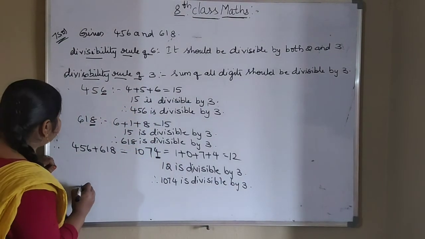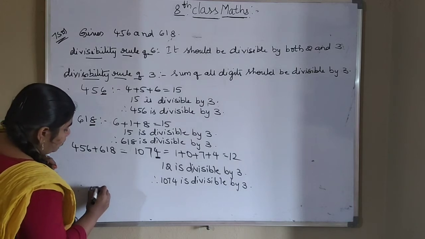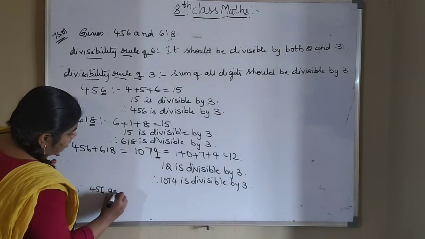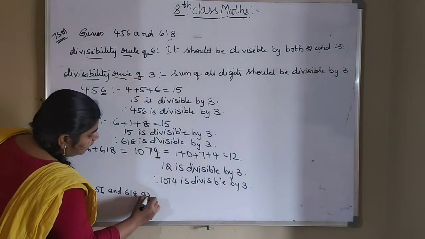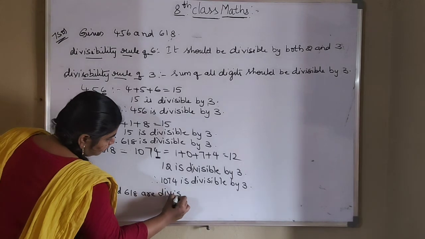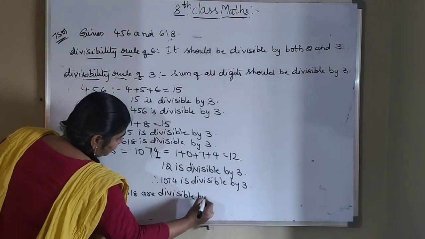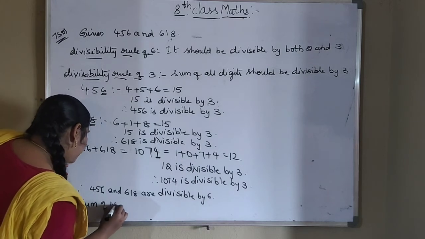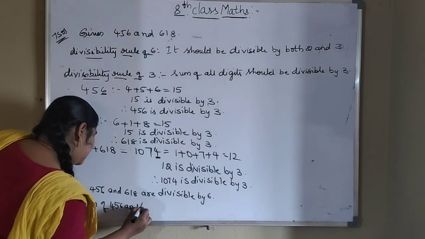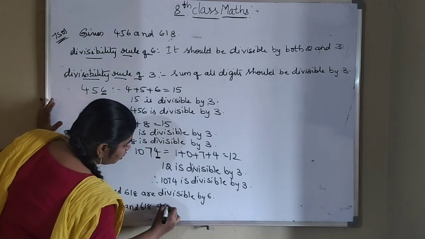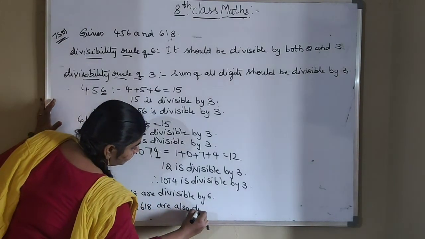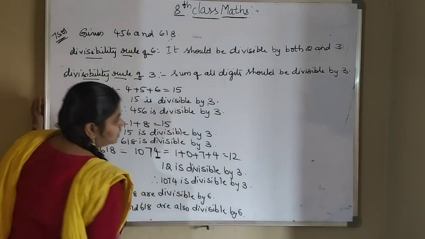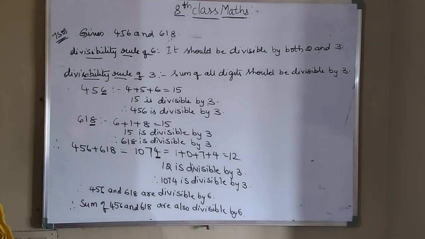So what you will write here? 456 and 618 are divisible by 6. So therefore the sum of 456 and 618 is also divisible by 6. So this is our 7th solution.